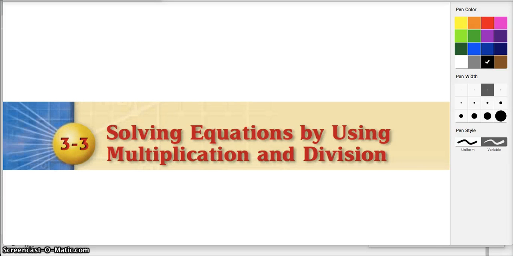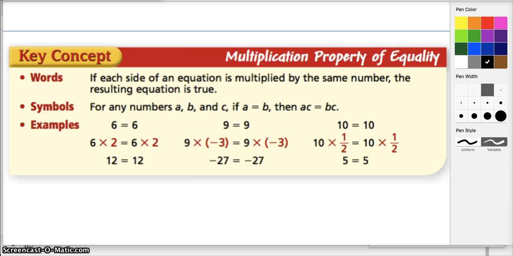Here we go, friends. We're in Chapter 3, Section 3. We're going to be solving equations by using multiplication or division. No real vocabulary today except for this really important key concept, where we'll talk about two key concepts today. One of them is the multiplication property of equality.